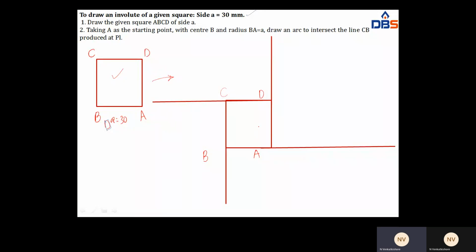Taking A as a center or A as a starting point. See here, from A, you just draw straight lines like this. So every time we need to check the lines. So from A, draw a horizontal line, and from B, draw a vertical line. From C, here it is horizontal, and this is vertical. So what do vertical and horizontal mean? For remembering, I will give a hint for you.